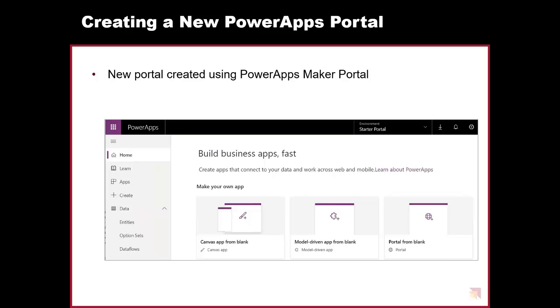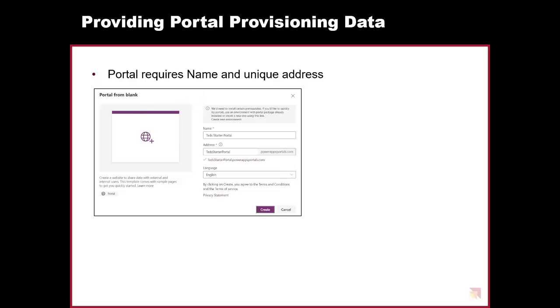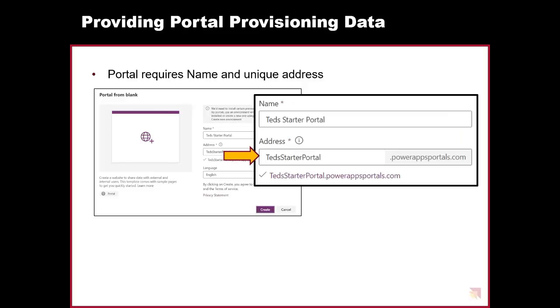Once you've created the environment, you want to create the portal. So you go back to the environment where you have a CDS database, and then you use the portal from blank template. When you do this, it brings up a dialog, and it wants you to put in a name, and more importantly, an address. You put in something which has to be unique, which gets tagged together with PowerAppsPortals.com. So for instance, if you say you want your address to be bob.powerappsportals.com, someone's already used that, so you have to come up with something unique.